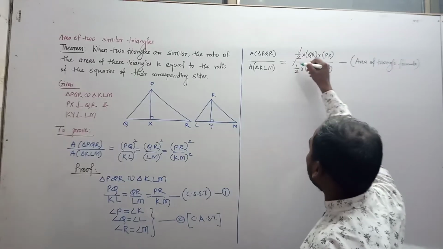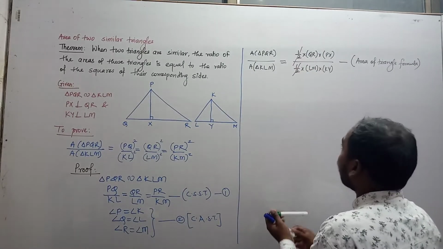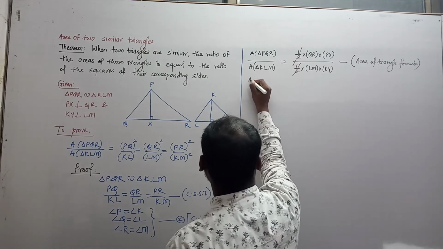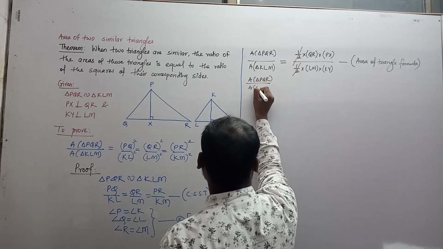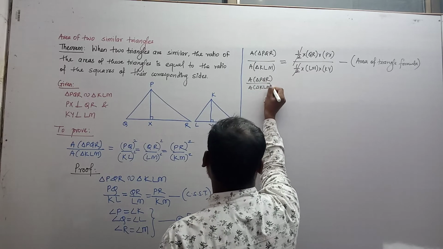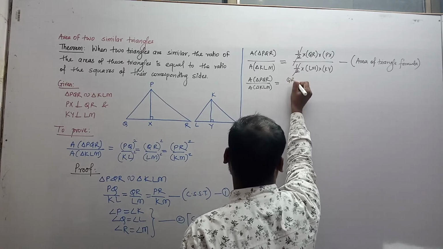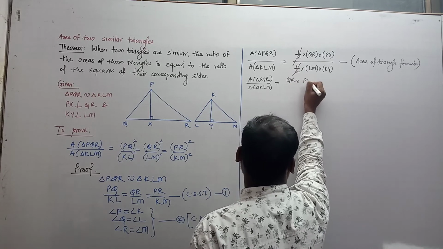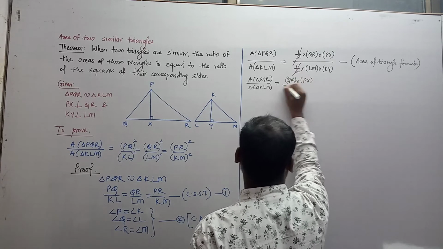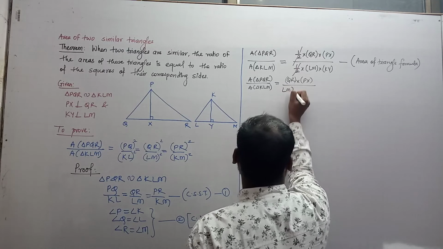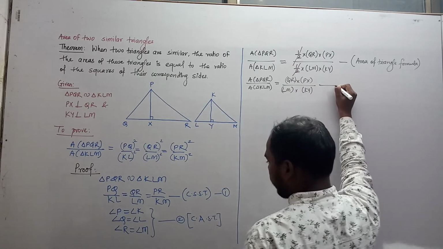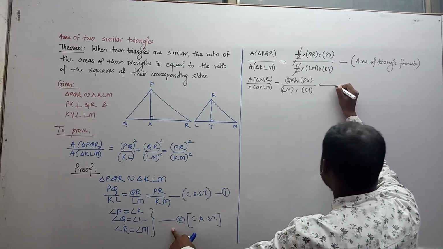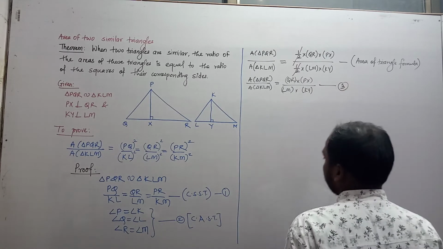This half and half will get cancelled. So at the end, what we get? The area of triangle PQR divided by area of triangle KLM is equal to QR and PX divided by LM and KY. We have given equation number 2 to the previous one, so we will write 3 at this place.